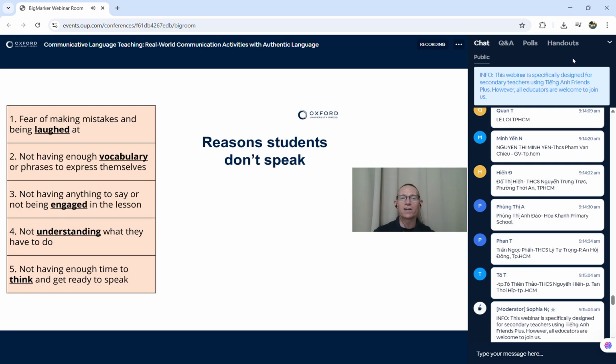There's also not having enough vocabulary or phrases to express themselves, not having anything to say or not being engaged in the lesson. Students really need a reason to talk, as well as engaging in relevant topics.